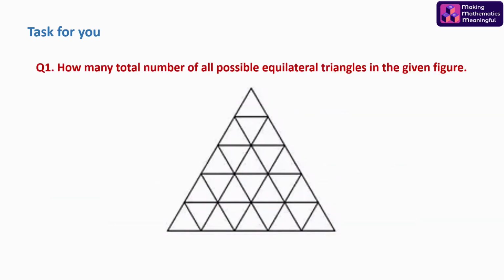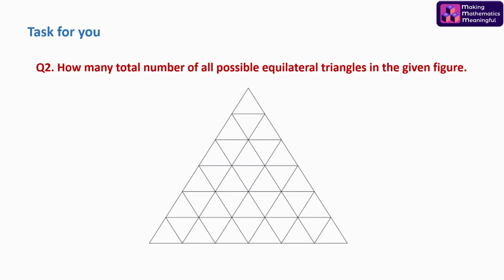So now here is a task for you. How many total number of all possible equilateral triangles are in this given figure? This is your question number 1. And the task for you, question 2: how many total number of all possible equilateral triangles are in the given figure? Please write down your answers in the chat box.